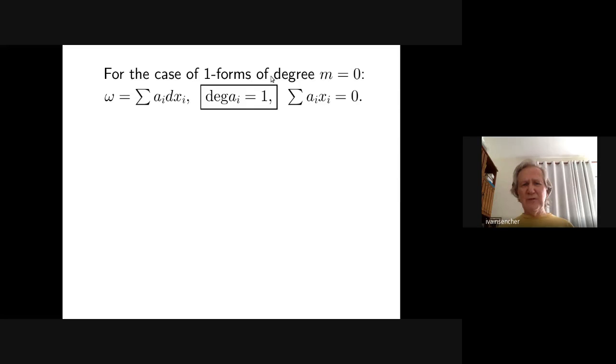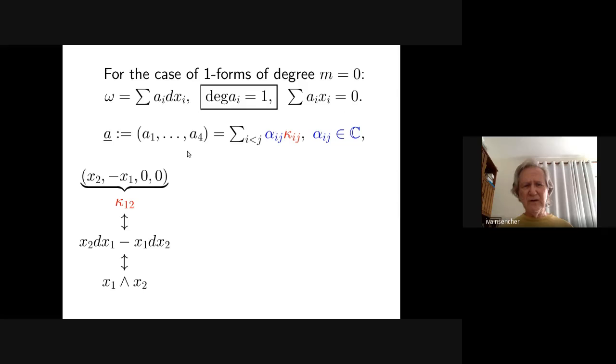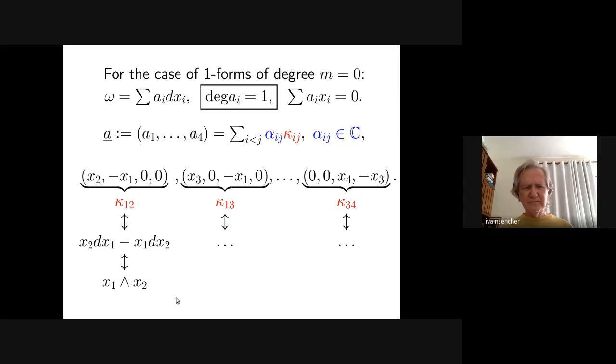So when we look at one forms of degree m equals 0, which will be of interest to us, which is the case of pencil of planes and the null correlation that we talked about a moment ago, the AIs are linear forms. So these are linear syzygies, okay? So the syzygy can be written as a combination with constant coefficients of the basic Koszul syzygies. There are 6 of them. And I make the association of this syzygy to this differential one form and to this bivector. Okay? Relate them.